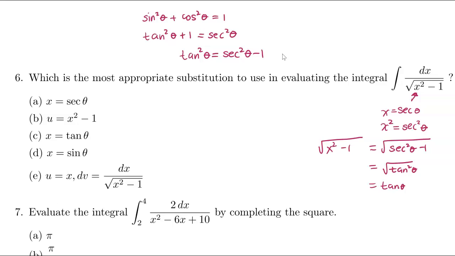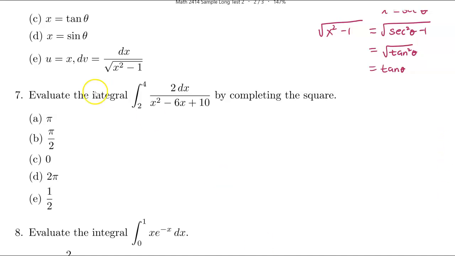So your x, therefore, is just equal to secant theta. Let's have question number 7. We are asked to evaluate the integral by completing the square. Using the completing the square method in the denominator, to do that, you just have to get the coefficient of x. And then the coefficient of x here is 6.